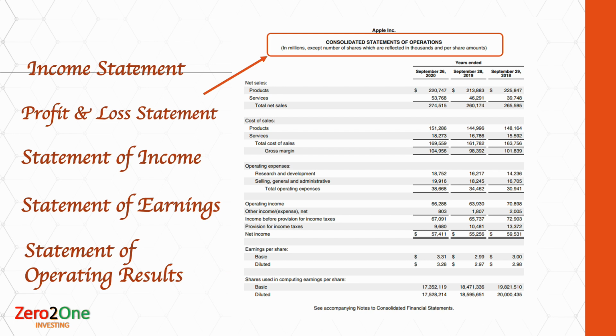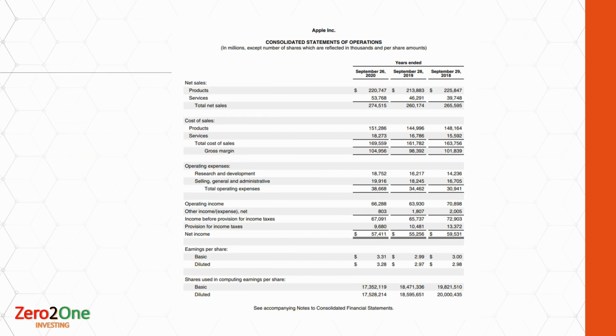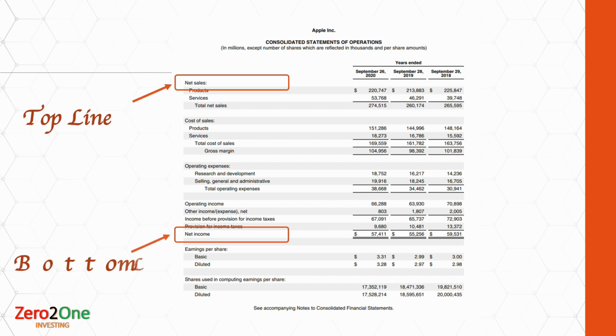Now let's look into what are the main categories we should be focusing on. One of the ways you can identify that the statement in front of you is the income statement is that the top item here would be the net sales or the revenue, and we will see the net income or the net profit towards the end of the statement. These are also known as the top line numbers and the bottom line numbers.